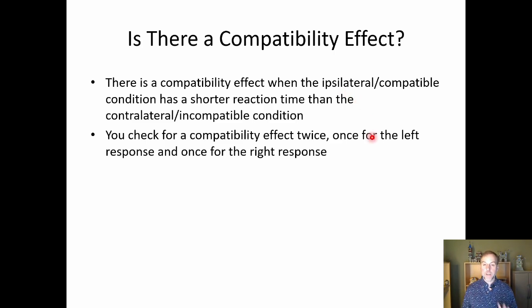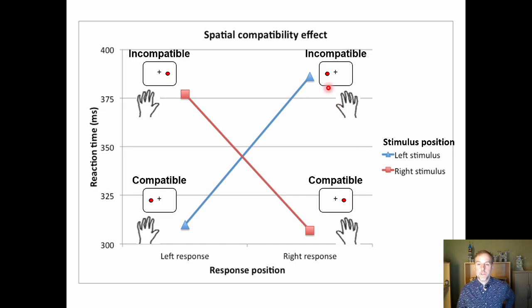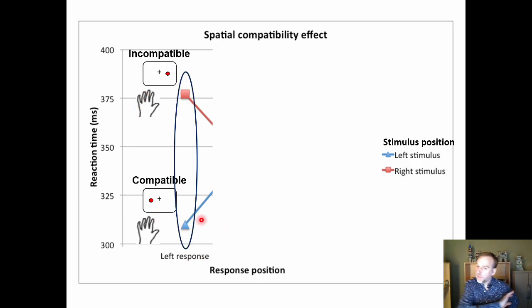Now note that we check this twice. We're going to look for a compatibility effect first with a left response and then with a right response. And let me demonstrate that on a graph. So here's the data we just looked at. And we're going to look at the left response first. We're going to say, is there a compatibility effect for the left response? So we don't even need the right responses. They're irrelevant to this question, so I'll blank them out.